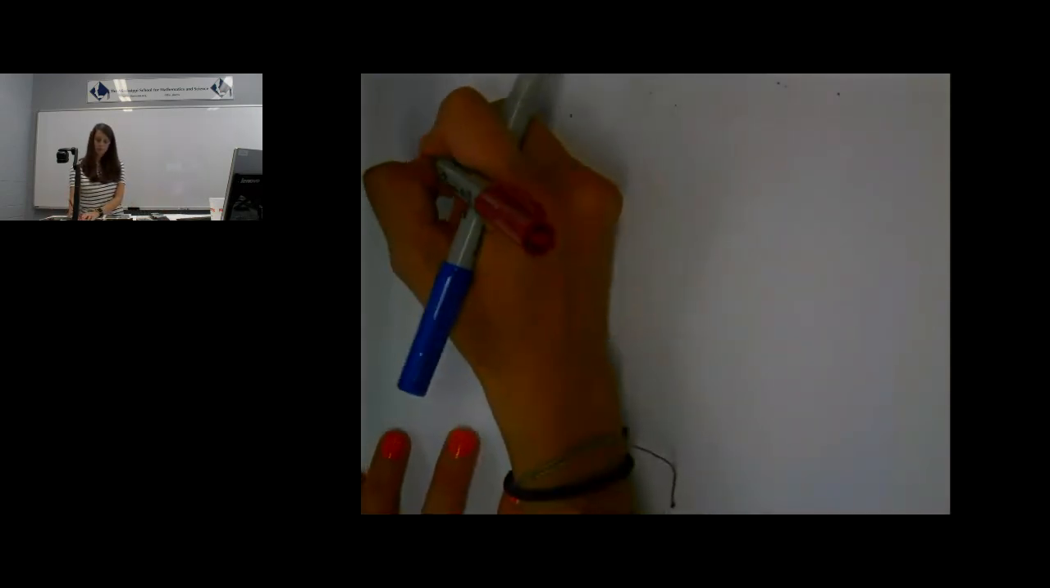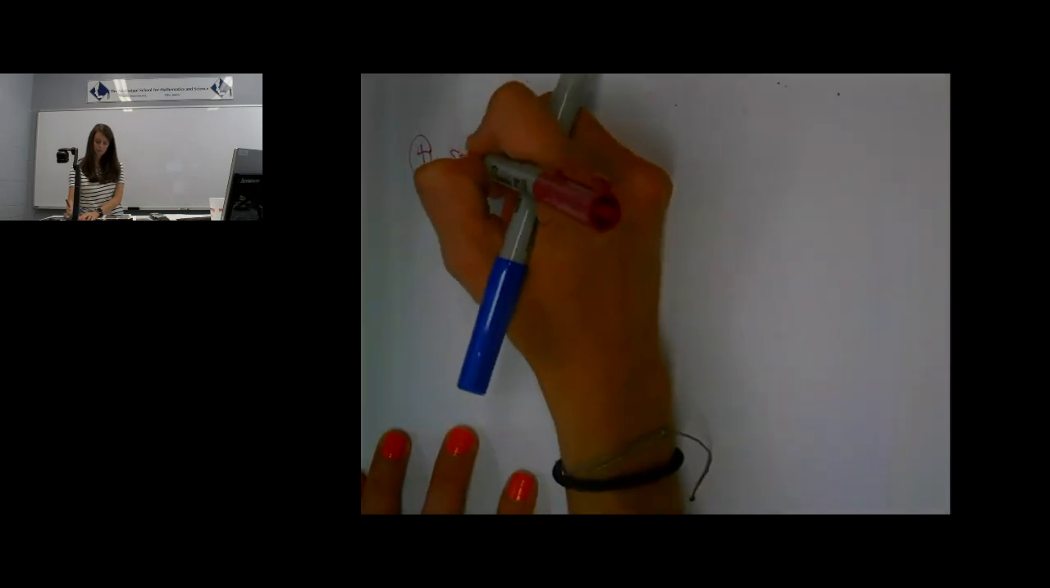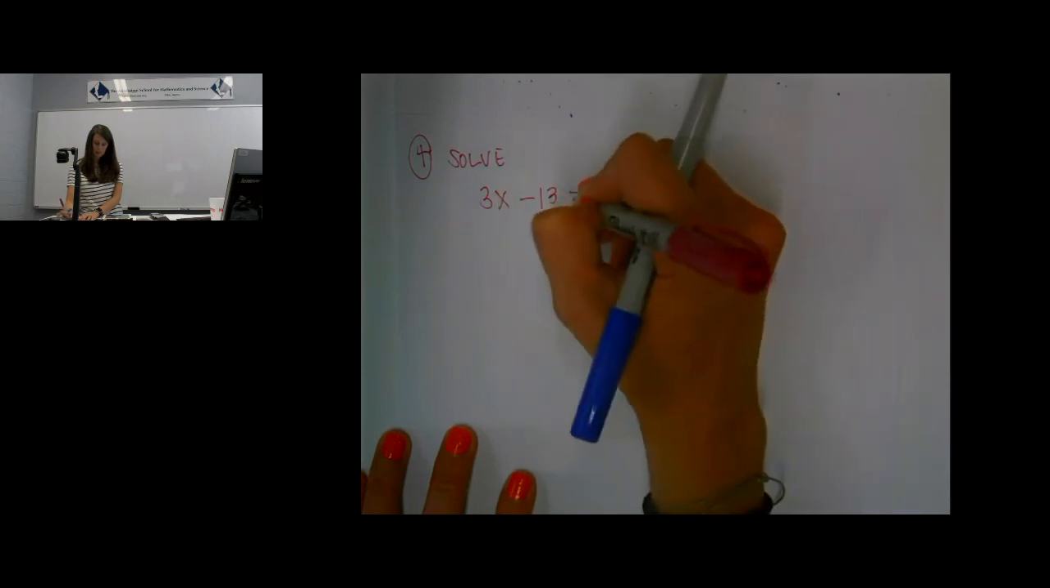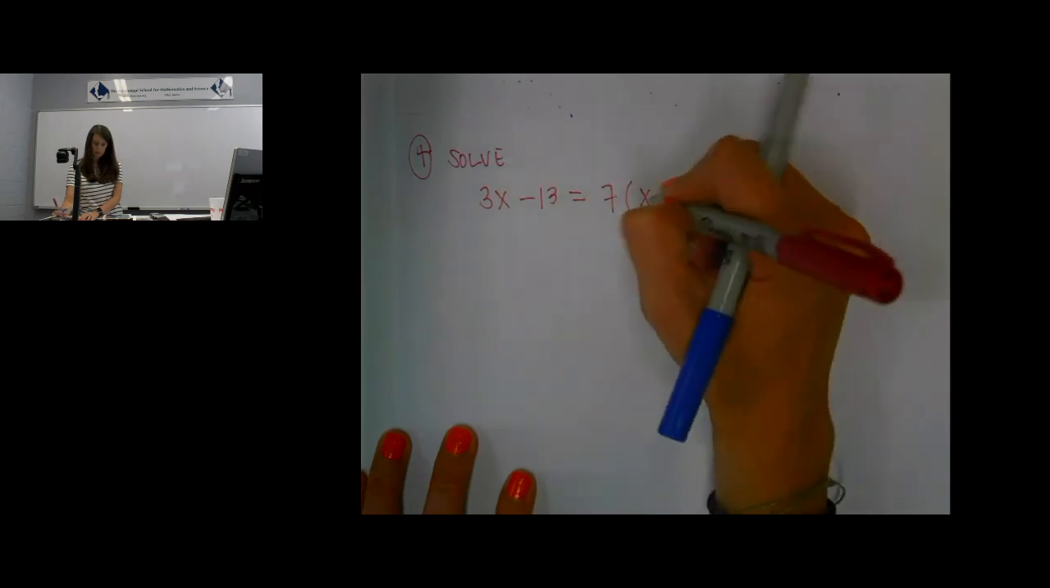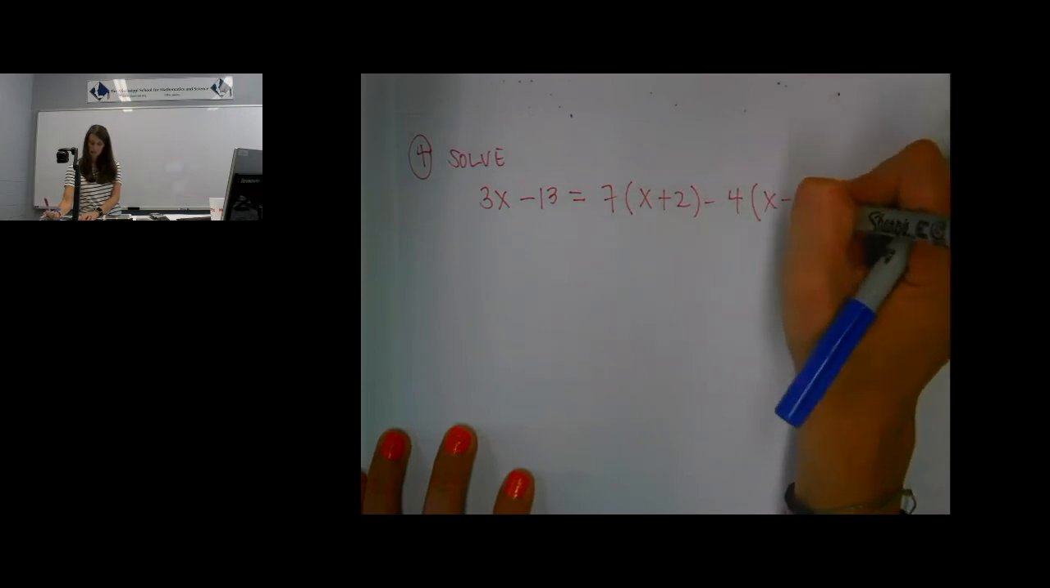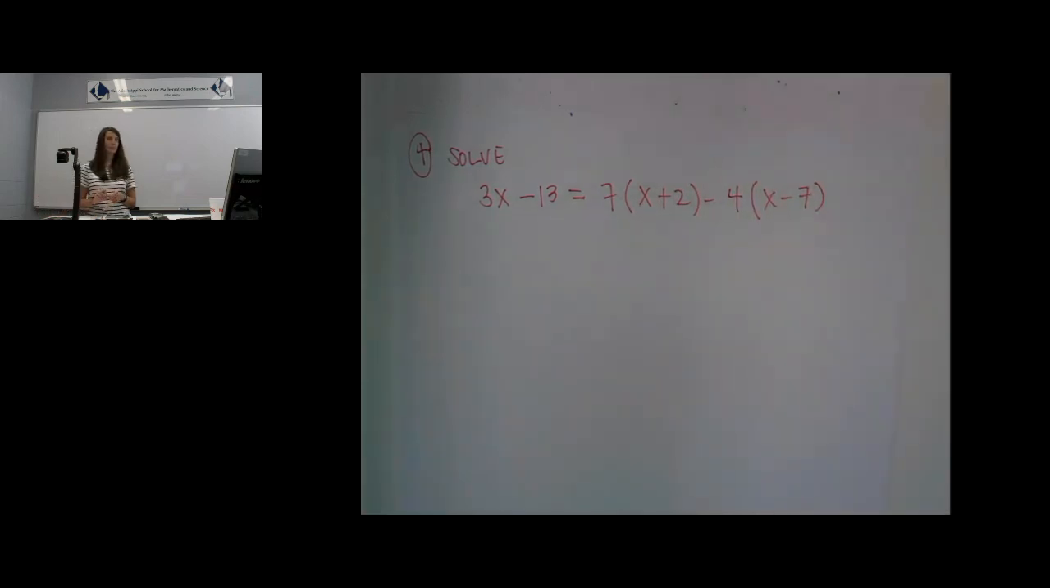Alright, let's do one more here. So I'll try to do this one here. So 3x minus a 13 is equal to 7 times x plus 2 minus 4 times x minus a 7. So take a minute and work through that one.